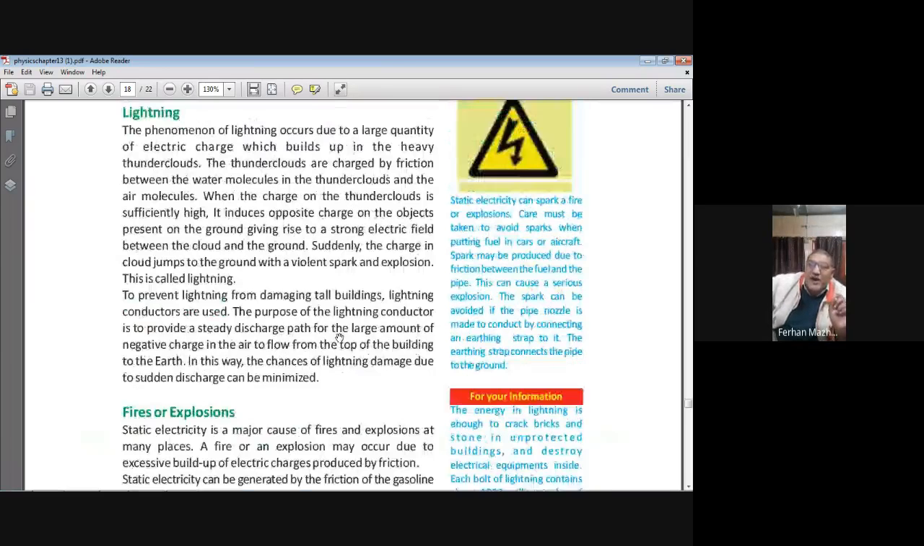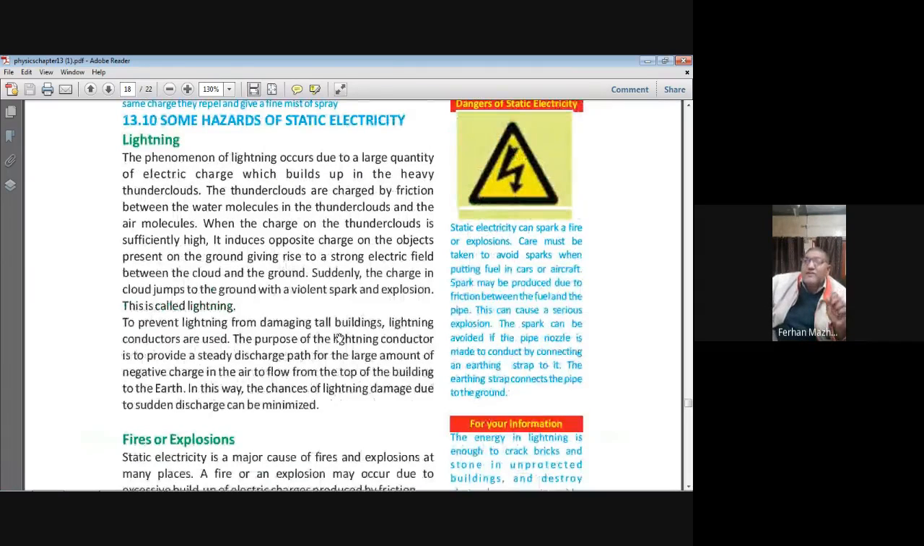Static electricity can spark a fire or explosion. Care must be taken to avoid sparks when putting fuel in cars or aircraft. Sparks may be produced due to friction between the fuel and the pipe. This can cause a serious explosion. The spark can be avoided if the pipe nozzle is made to conduct by connecting an earthing strap to it. Earthing means the ground wire. The earthing strap connects the pipe to the ground.